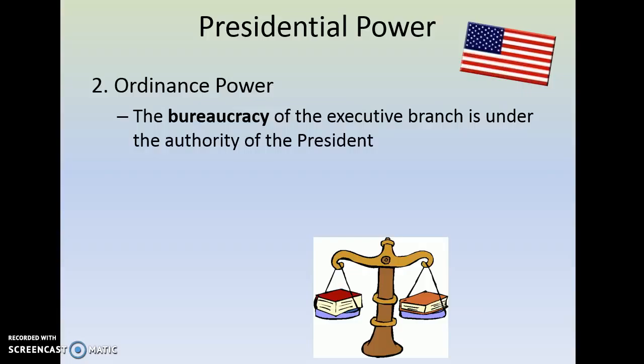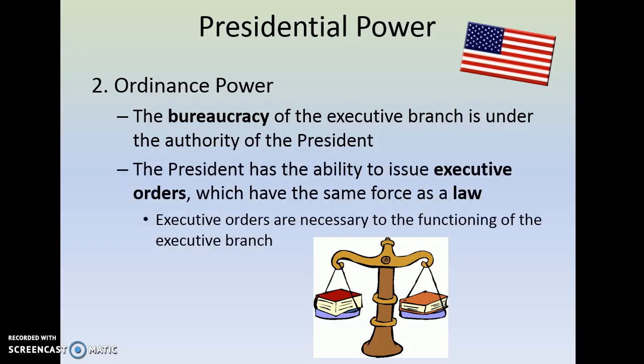The president also has ordinance power. This comes from the bureaucracy that he's in charge of. The president has a cabinet. The cabinet has members in it such as the Secretary of State, the Secretary of Defense, the Secretary of Interior, Secretary of Education, Secretary of Homeland Security, etc. The president has power over all those people and tells them how to do their job.